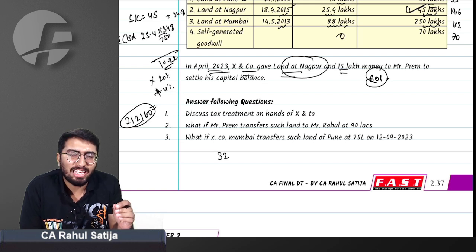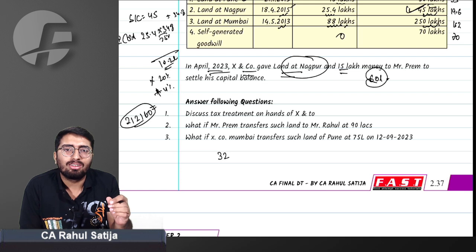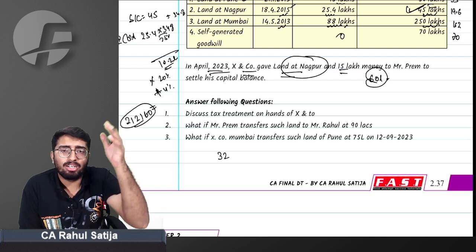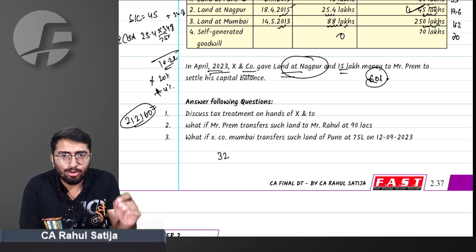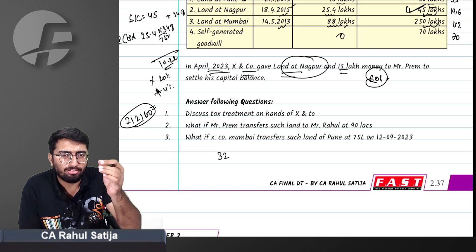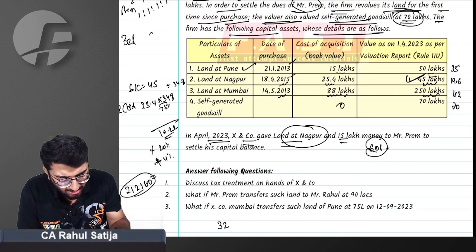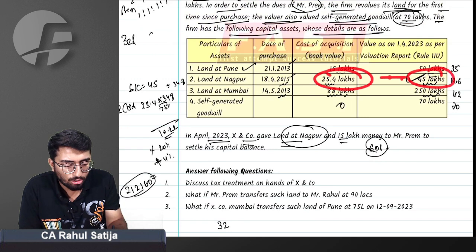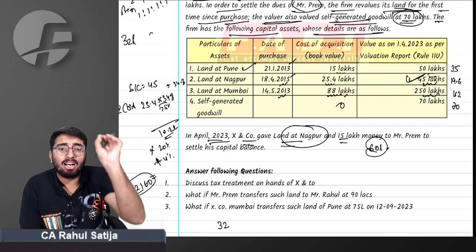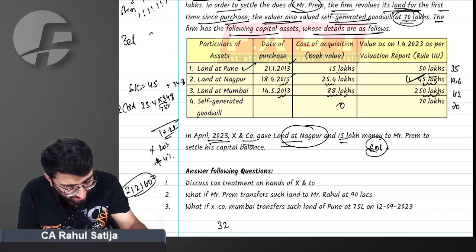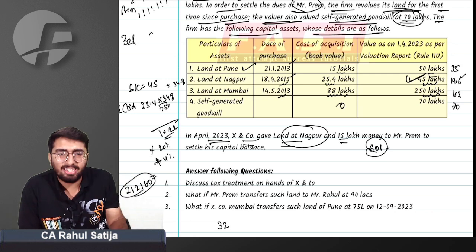Firm got some kind of gain on account of sale. If this sale would have been to an outsider, the firm would have gained certain book profits. If this property would have been sold to an outsider, then the difference would have been accounting gain in the hands of the firm. For example, sir, accounting gain would have been 19.6 lakh.